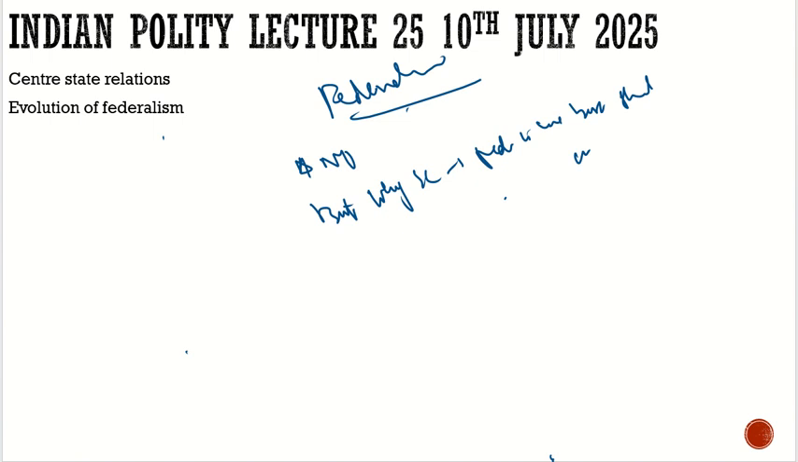Even if we look at Article 1 of the Indian Constitution, what does Article 1 say? Article 1 says India, that is Bharat, shall be a union of states. So it does not mention federalism. So let's see how we evolved, what kind of federalism India has.